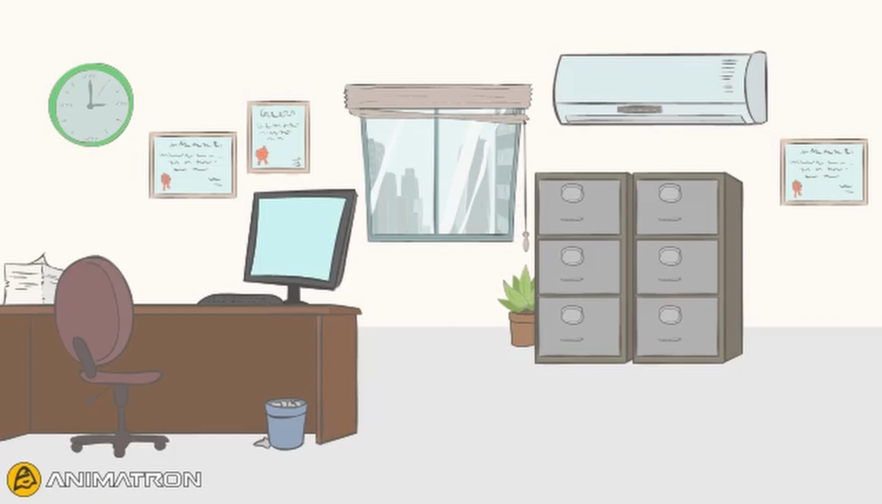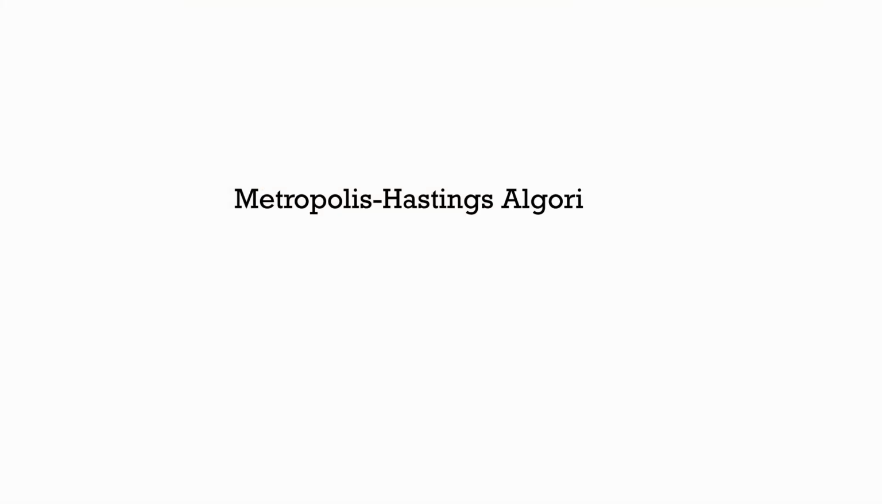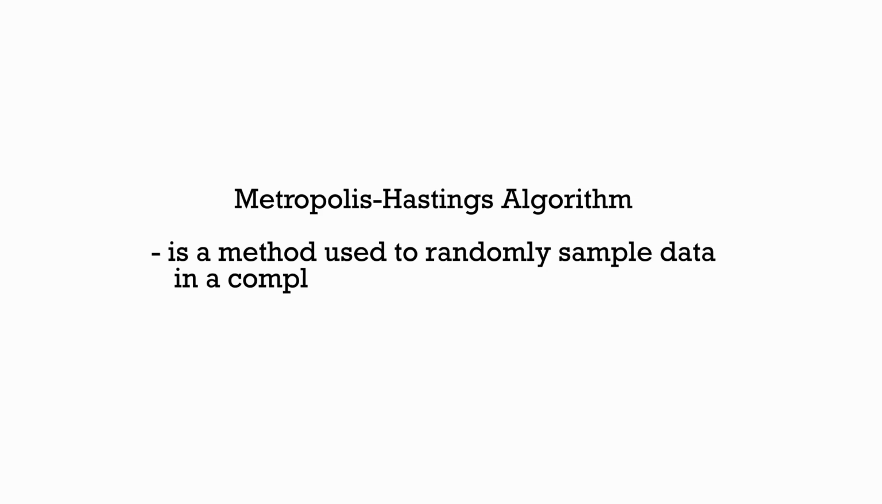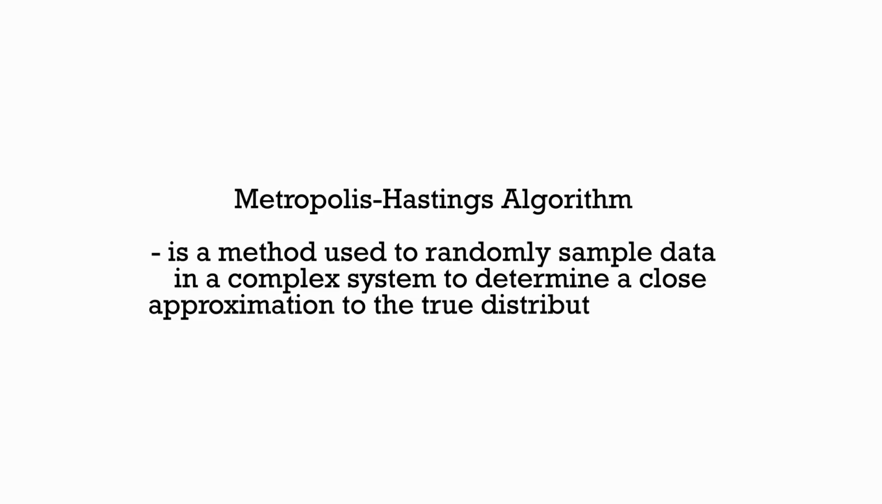Now, we want to try to model the Ising model, and to do that, we will use the Metropolis Hastings algorithm. It looks somewhat complicated, but it's not impossible to do. The Metropolis Hastings algorithm is a method used to randomly sample data in a complex system to determine a close approximation to the true distribution of data.